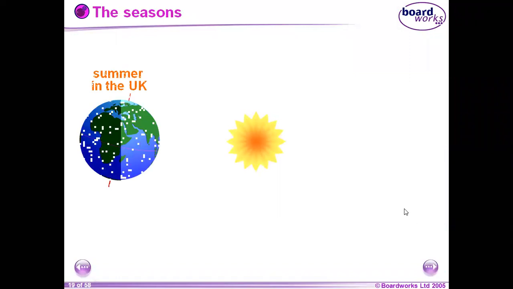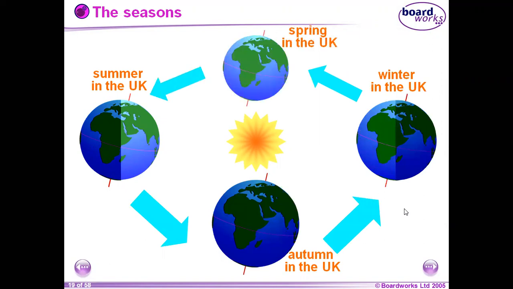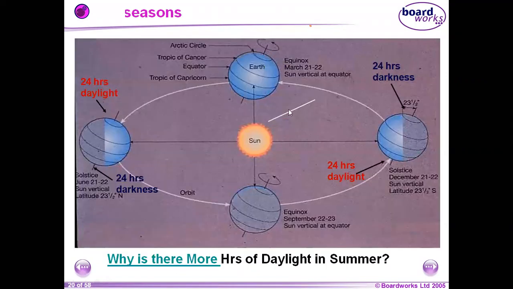Now, look at this. Just an emphasis of what is actually happening. Summer in UK, and then autumn in UK, which is in the northern hemisphere, winter in UK at the third stage, and then spring in UK in the later stage. Now, this is also an emphasis to what we've learned earlier. Okay, but I wanted you to notice something here.